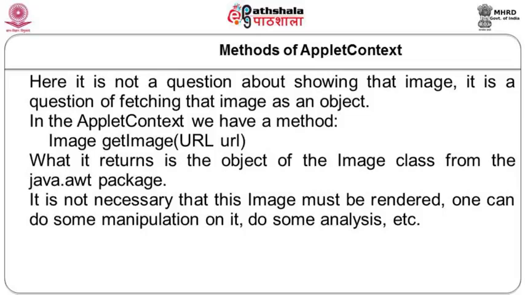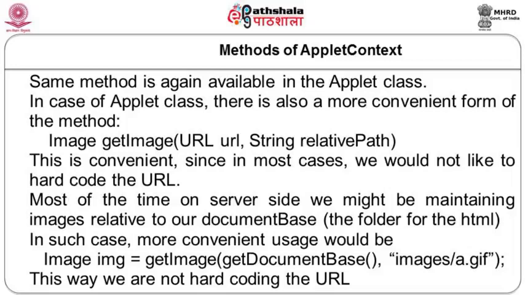So the getImage method is in the applet context, and the same method is available in the applet class. But in the applet class there is also a more convenient form of the method, the getImage method taking two parameters, a URL as well as a string which is relative to the URL. Why is this more convenient? Because in most cases, we don't like to hard code the URL anywhere, right?